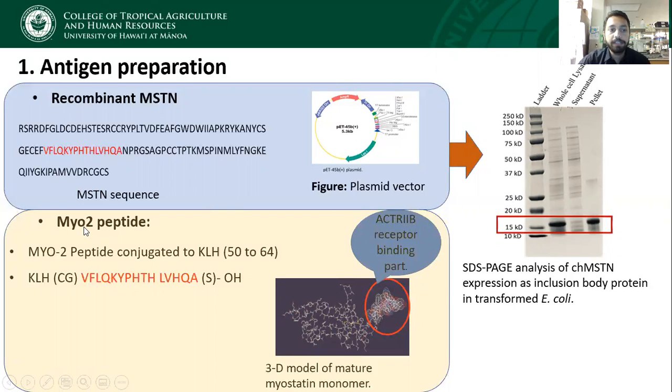The second antigen is myo-2 peptide. Myo-2 is a 15 amino acid fragment of the whole chicken myostatin sequence conjugated with KLH. And this portion of the myostatin binds to the activin type 2B receptor and initiates the myostatin signaling process.